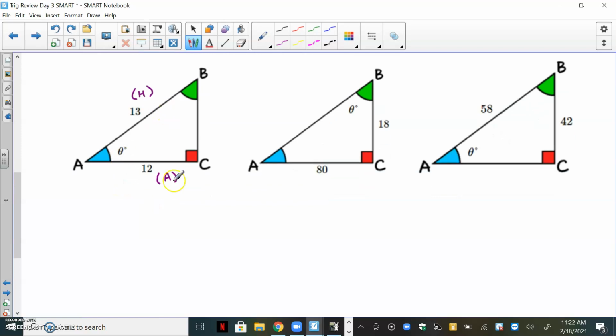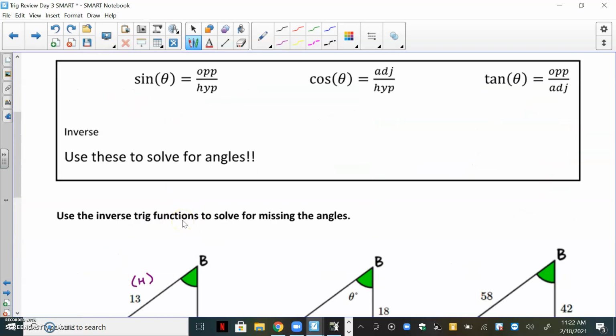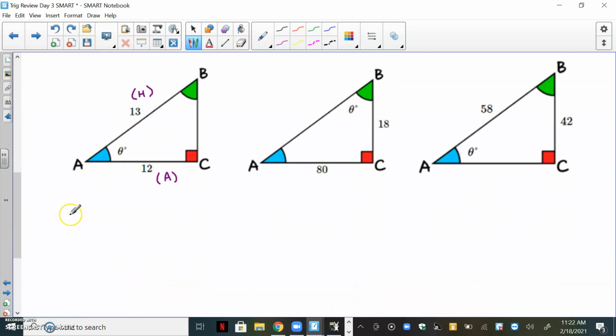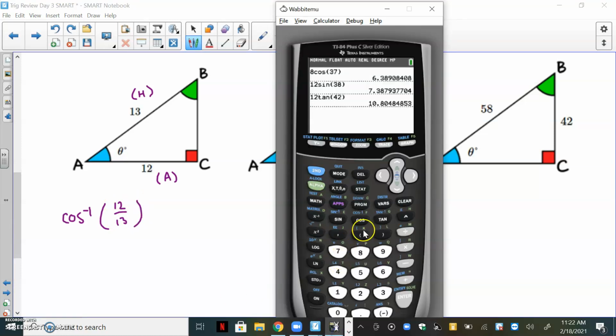So now that I have labeled A and H, I scroll up and I'm like, okay, well, cosine is the one using adjacent and hypotenuse. So because I'm looking for the angle, I'm just going to need to do the inverse cosine, not the regular cosine, but the inverse. So cosine is A over H, so I'm just going to do my A over H. Okay, and then this is something you just type into your calculator. So to access inverse trig, all you have to do is press the second button, and then you press your cosine. So you see there's like a little blue cosine inverse there. That's how you access it.